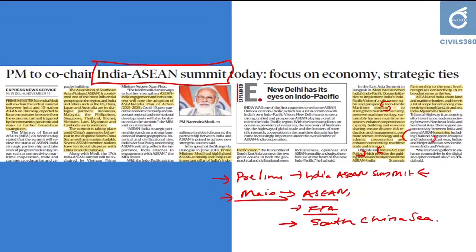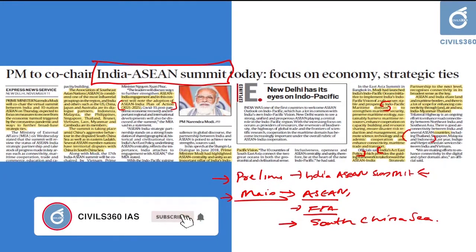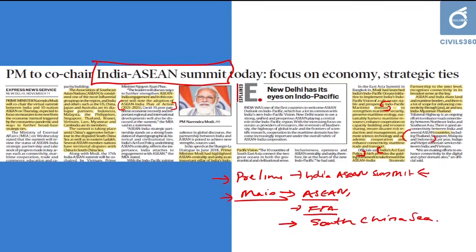And the next one is there is a plan of action, that is ASEAN India Plan of Action 2021 to 2025. Go through that also, how it will benefit India and ASEAN. Get the idea regarding that also. That is enough for this. That is India ASEAN Summit.